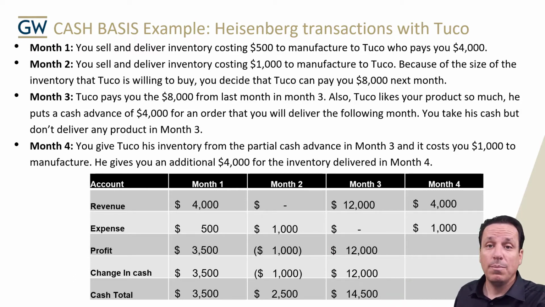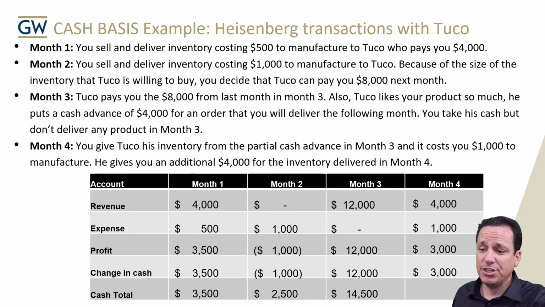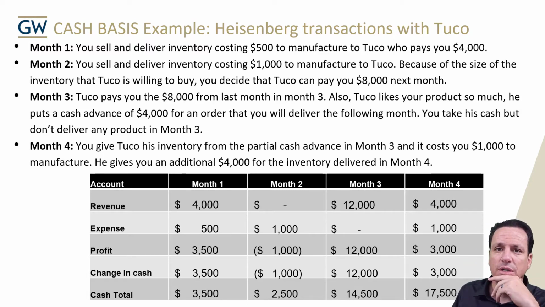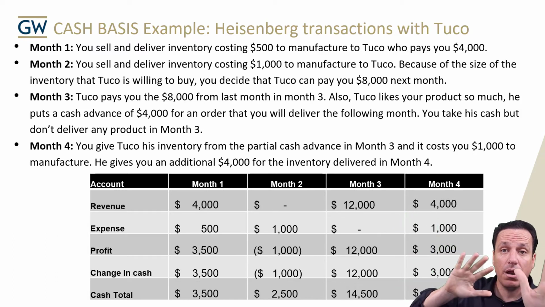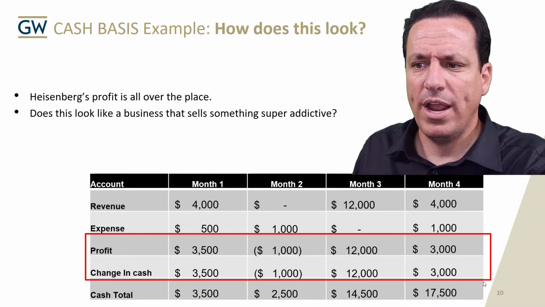So that's your revenue. But your expenses, because you made the inventory, are $1,000, and your profit is $3,000, the net difference. The change in cash is $3,000, and the total cash is $17,500. This, you'll notice, is not following what we call the matching principle. So revenues are appearing in different periods than expenses. It's appearing when the cash is there, and so that's a problem.